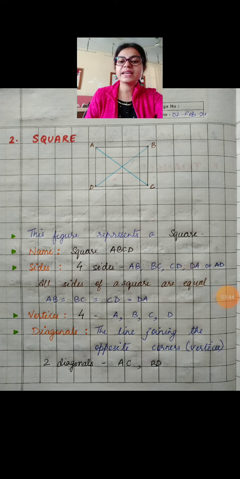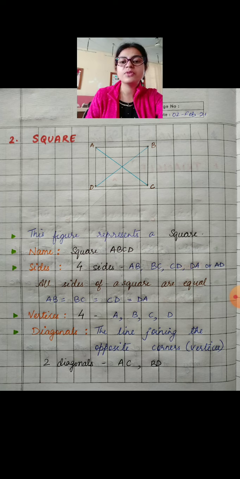Moving on to the second shape, a square. Here you can see, children, I have drawn a square. Okay. This figure represents a square. The name, similarly with the triangle, you represented the name with the corners. Okay. Here also the square will be named by the corners or the vertices. A square has 4 sides and 4 corners or 4 vertices.